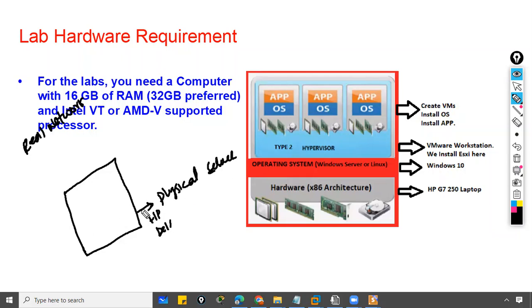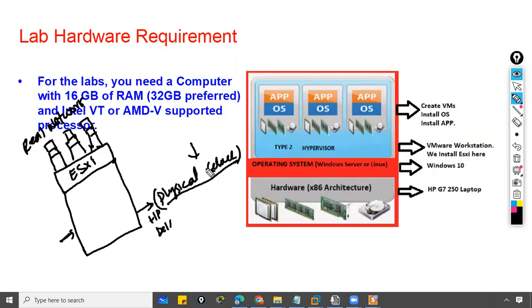So on the top of this physical server, you will install ESXi. On the top of this ESXi, what you will do, you will create the virtual machines. On the top of these virtual machines, you will install the operating system. Then you will install the applications, correct? So at base, what is the base here? You need the physical server, correct?